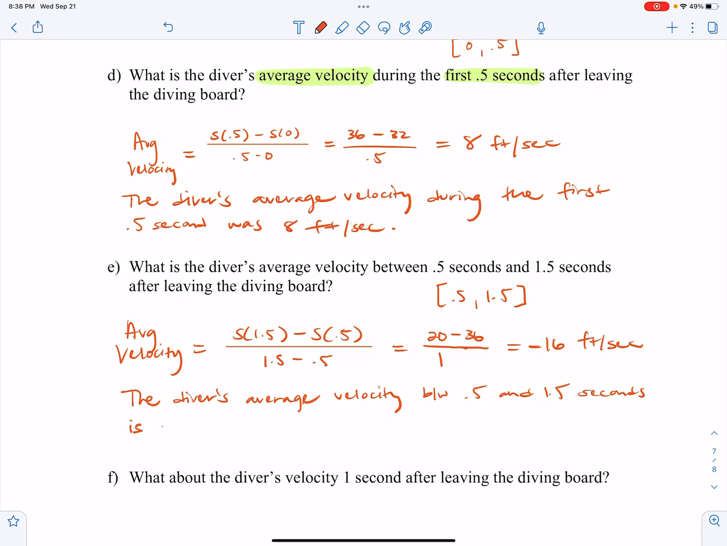I'll just say it's negative 16 feet per second. I didn't set myself up well for that. But saying something about his height is decreasing at an average velocity, right? Because velocity is a vector quantity. It has both magnitude and direction. That negative indicates direction, right? His height is decreasing at an average velocity of 16 feet per second. So you could say something like that as well.